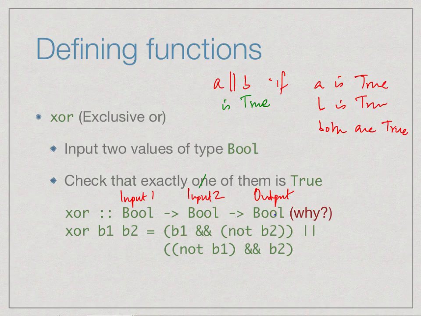And what is the rule for this? Well, if I'm given two input values b1 and b2, then either I want b1 to be true and b2 to be false, but b2 is false provided not b2 is true. So I want b1 and not b2 to be true, or I want not b1 and b2. So I want b1 to be false and b2 to be true. So this is the exclusive OR function.